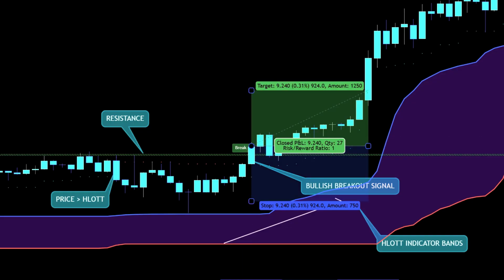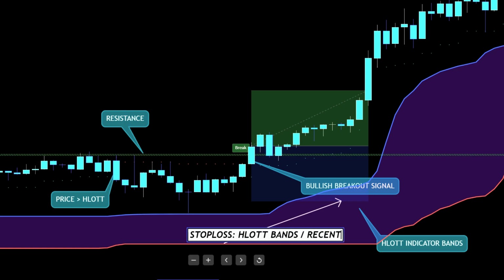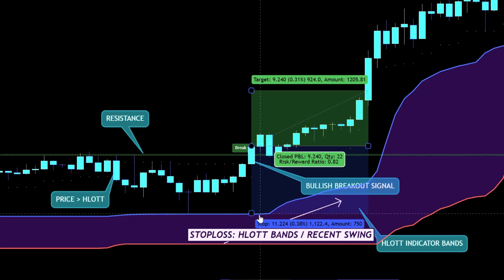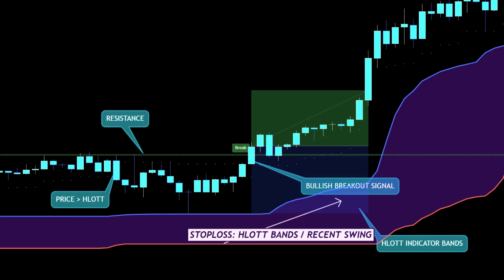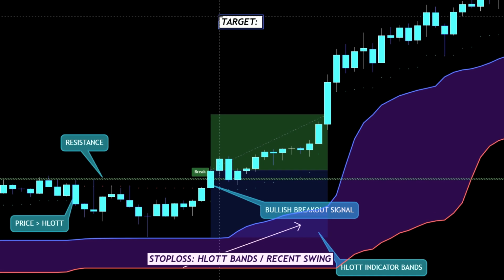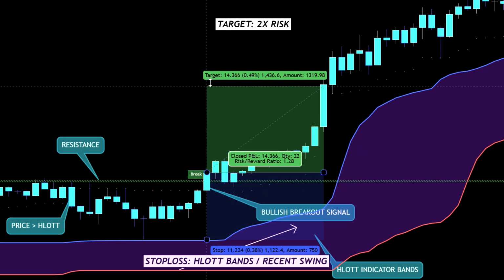For managing our risk, a smart place to put your stop loss could be just below the most recent swing low, or you could even use the HLOTT lines as a guide. And when it comes to taking profit, a common strategy is to aim for a target that's about 2 times the amount you're risking on that trade.